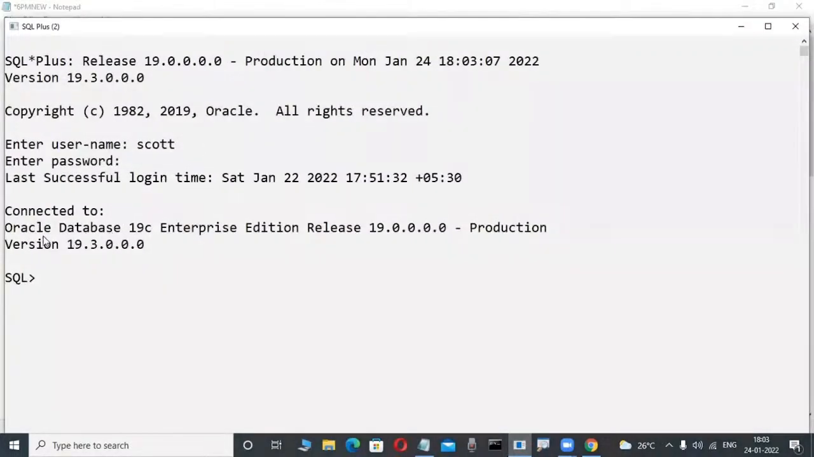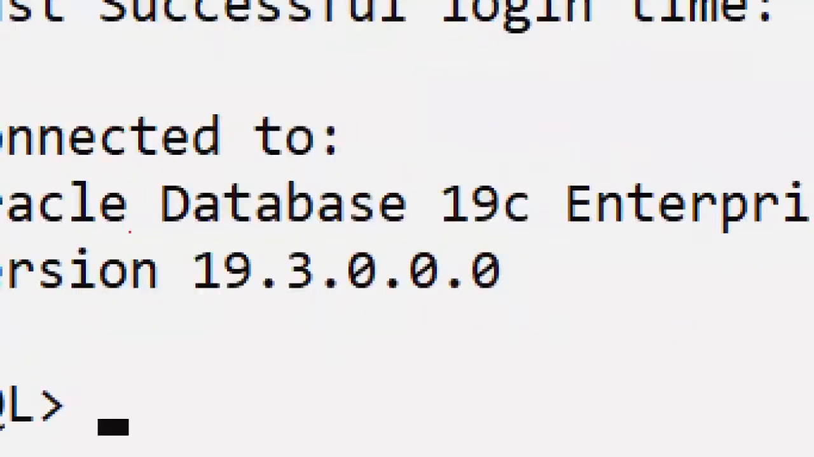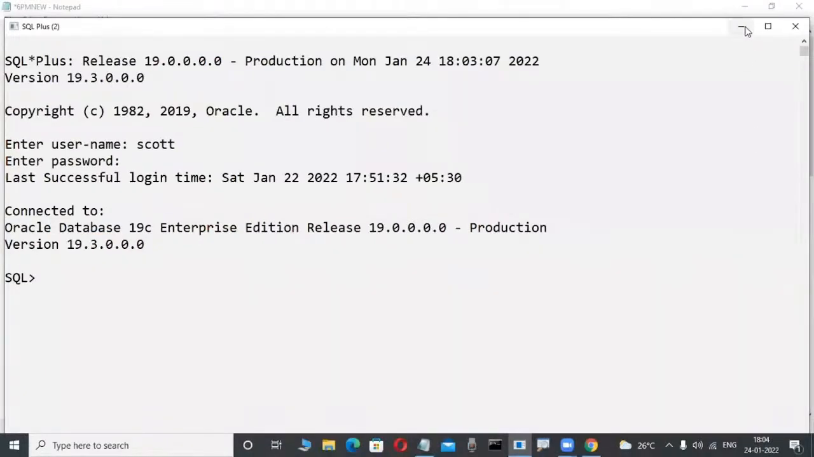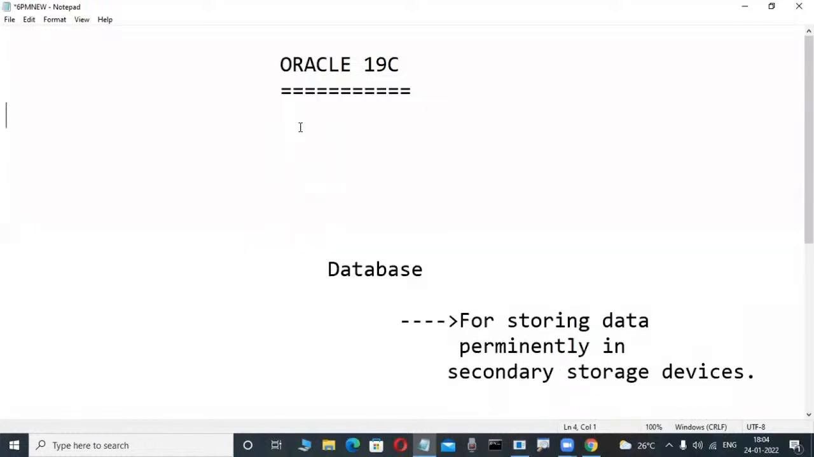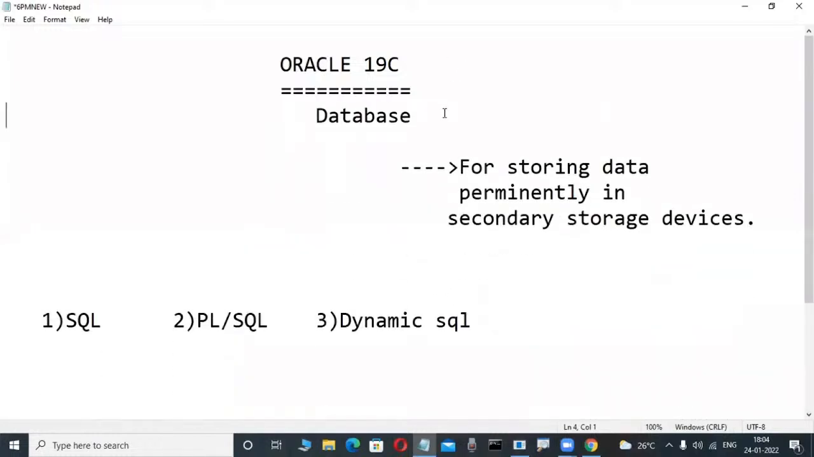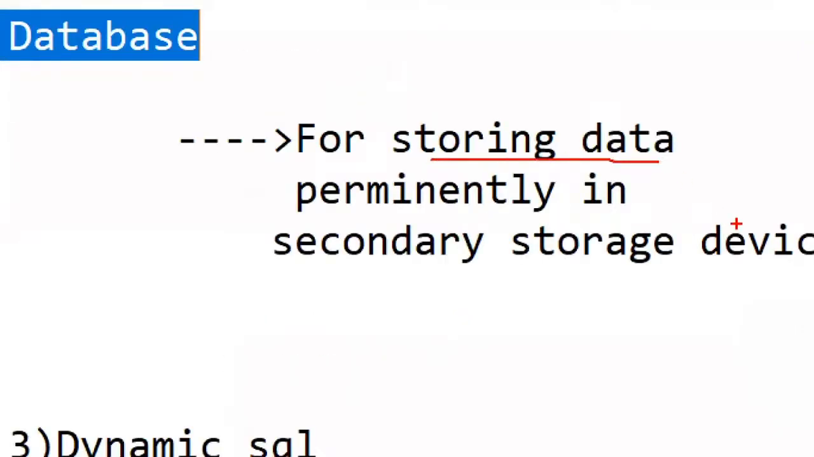Oracle is a product from Oracle Corporation. What type of product is that? Database product. What is the purpose of database products? Either Oracle, SQL Server, or DB2, so many products are there. What is the purpose of these database products? For storing data, permanently in a hard disk, in secondary storage devices. But not only permanently storing the data, but also efficiently retrieving the data.